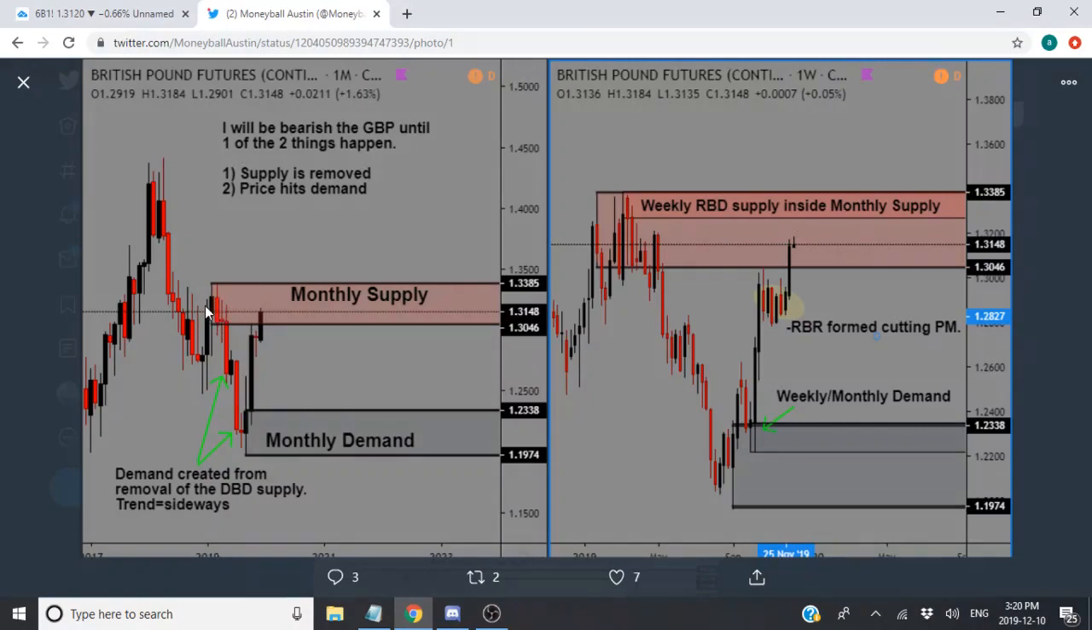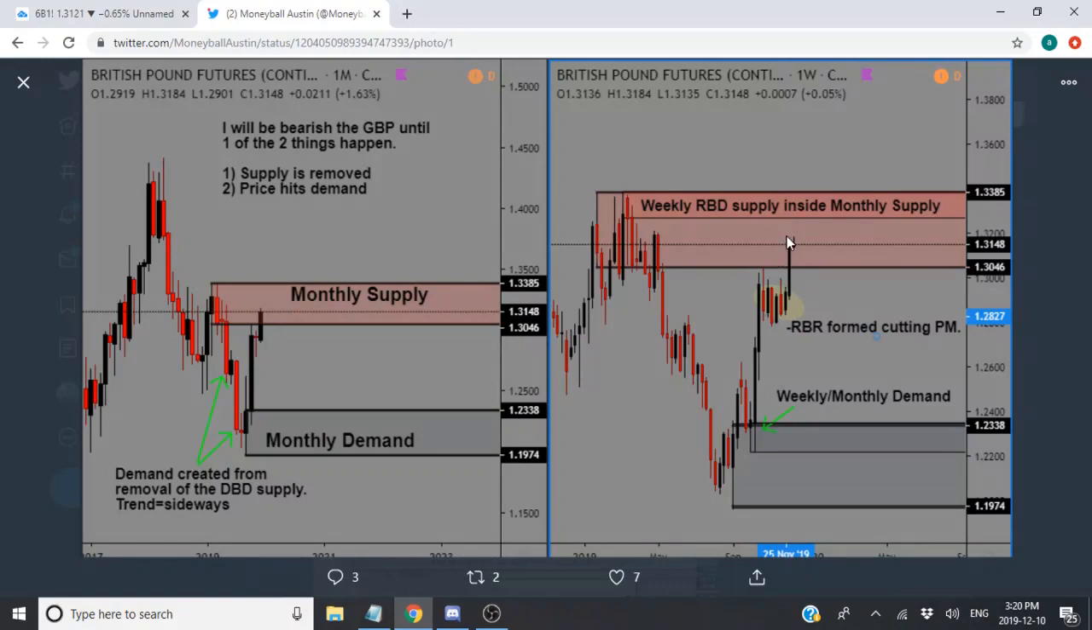If we pop over to the weekly side for a minute, let's check out here. We have this beautiful weekly rally-based drop supply zone inside the monthly supply zone. That goes back to that multiple time frame analysis video that we just talked about. So definitely an area where I would like to be selling that pound. We did create a rally-based rally demand zone cutting the weekly profit margin, so it might be a little difficult for prices to break this weekly demand.